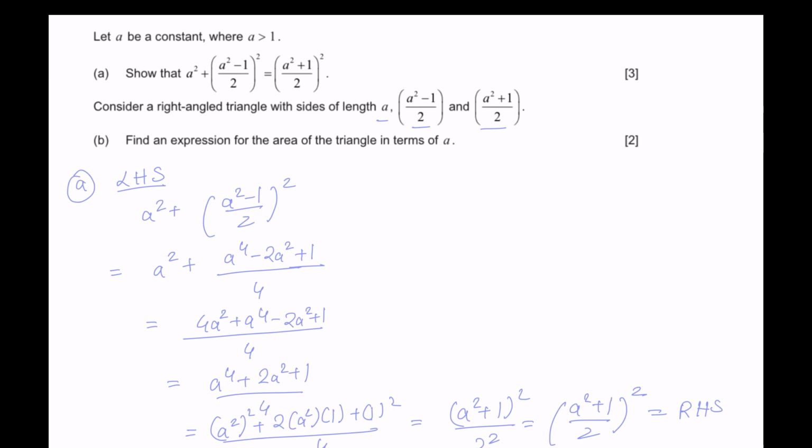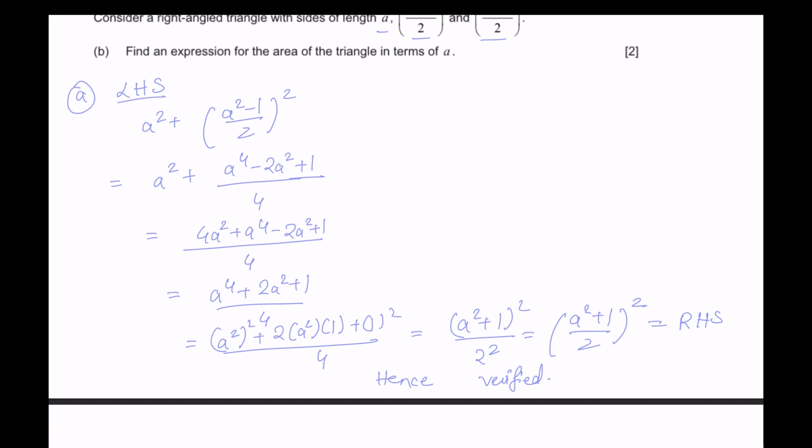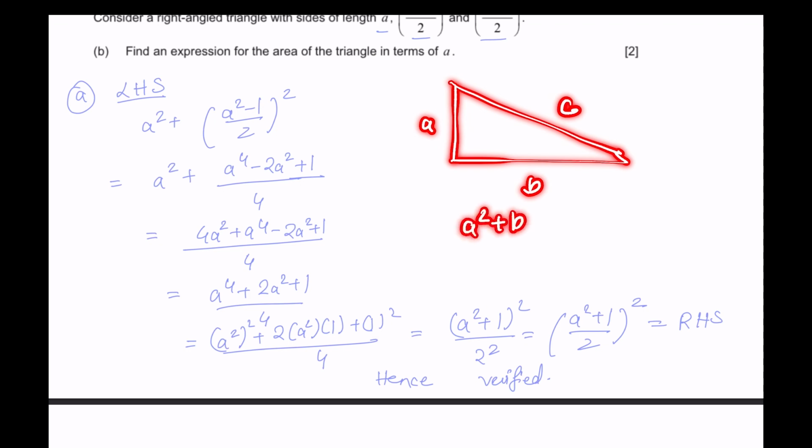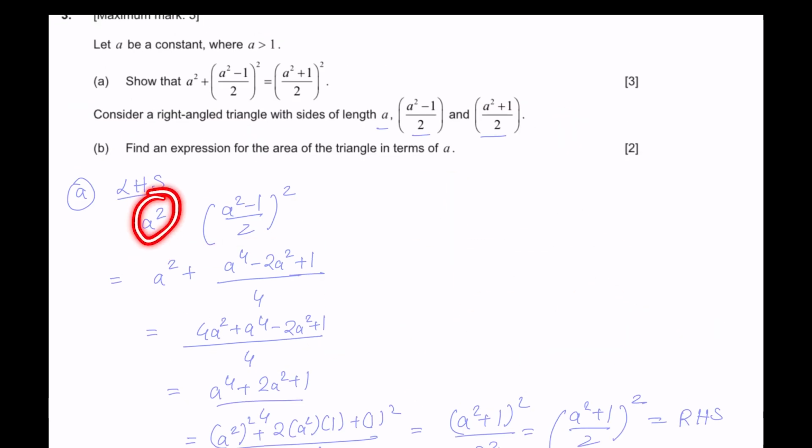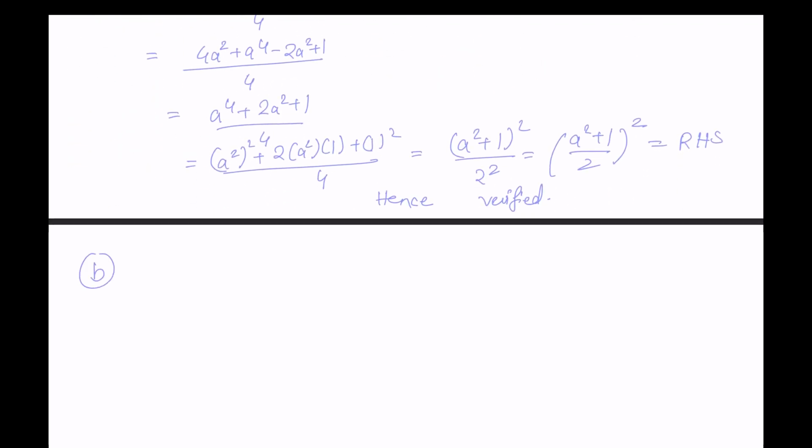So if you have a right angle triangle, and these are the three sides, then a square plus b square equals c square, where c is the hypotenuse or the longest side. Now from this formula we can see that the longest side is basically your a square plus 1 divided by 2, because squaring and adding a square and a square minus 1 by 2 gives you the third side. So I can say from part A that a square plus 1 by 2 is our hypotenuse.